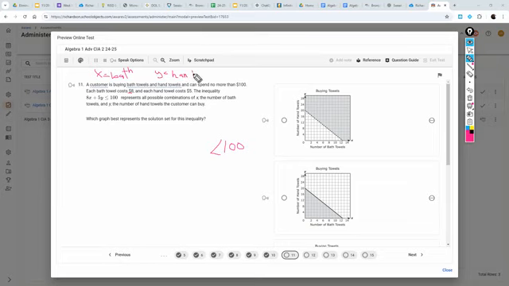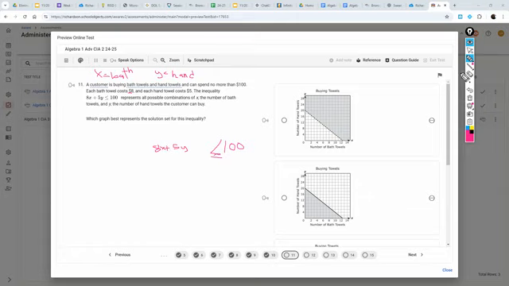So I know the inequality here represents all possible combinations of X, the number of bath towels, and Y, the number of hand towels the customer can buy. Which graph best represents the solution of the inequality? I know that I have to get Y by itself, so I'm going to rewrite this equation. Sorry, that's so ugly. I'm going to have 8X plus 5Y.